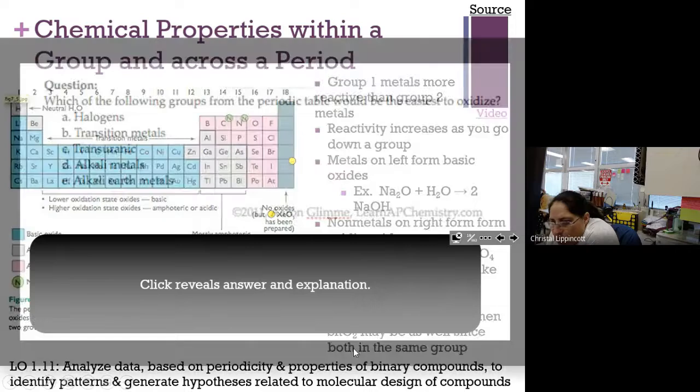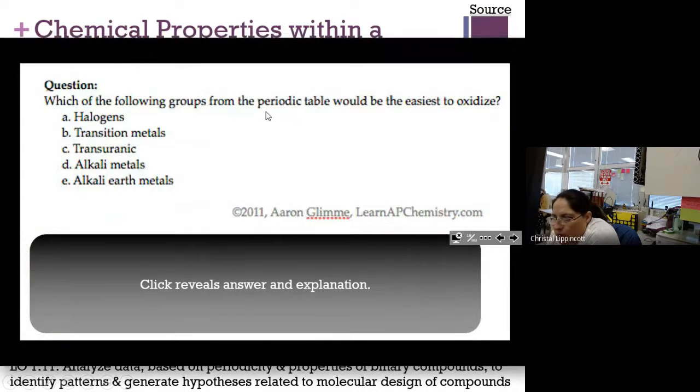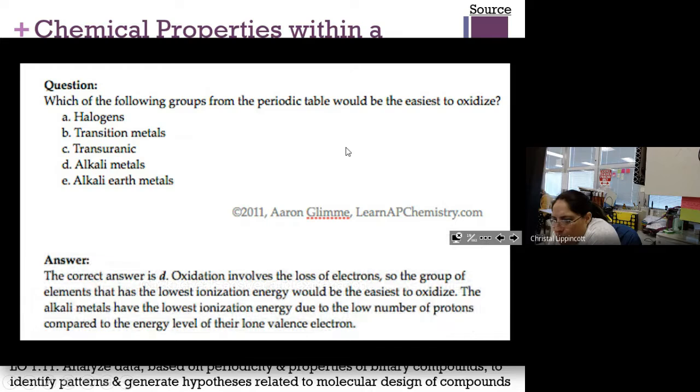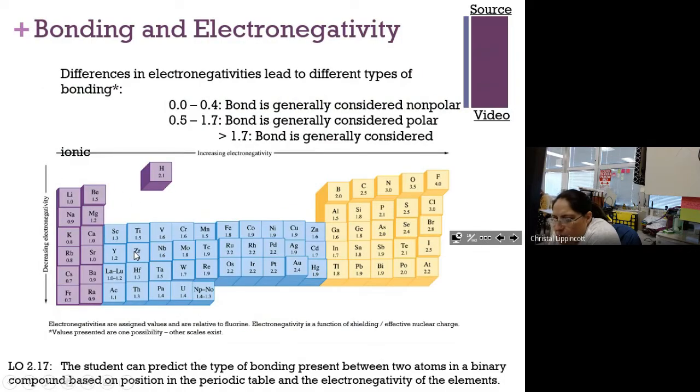All right, so which of the following groups from the periodic table would be the easiest to oxidize? Okay. Oxidation involves the loss of electrons. So the group of elements that has the lowest ionization energy would be the easiest to oxidize, which is your alkali metals.